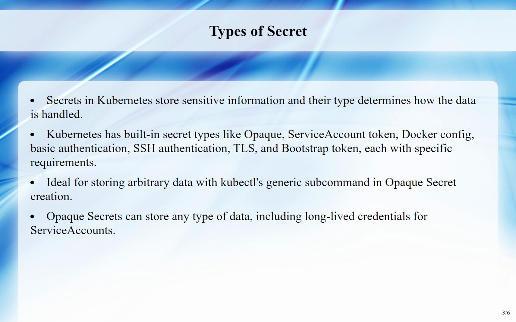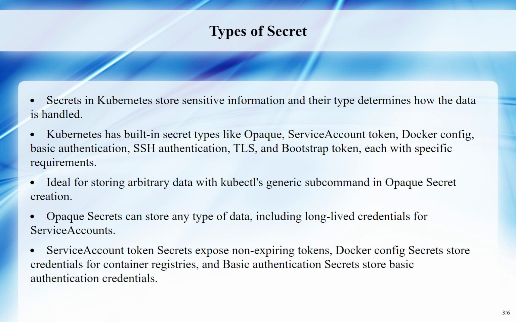Service account token secrets. This type of secret is used to store long-lived credentials for service accounts. In newer versions of Kubernetes, it is recommended to use short-lived tokens obtained through the Token Request API instead. Service account token secrets should only be created if the Token Request API is not an option, as they expose non-expiring tokens.